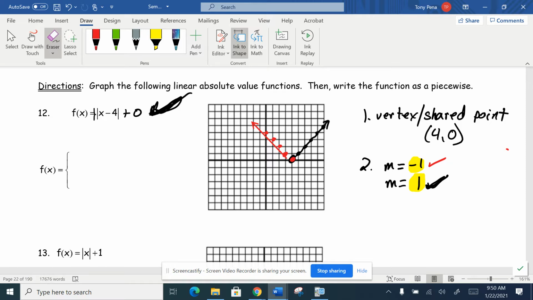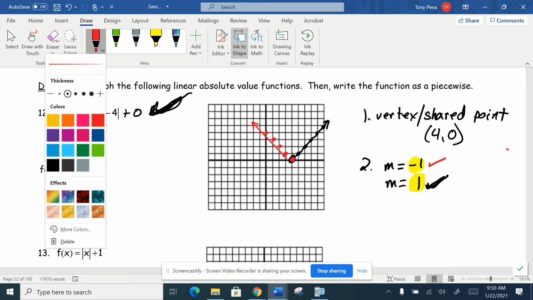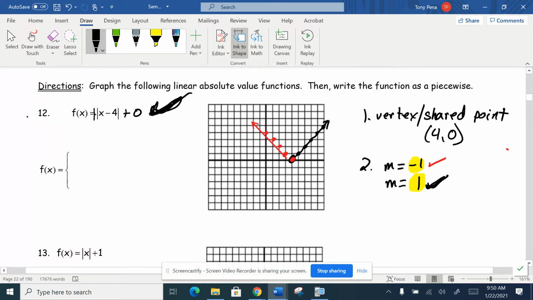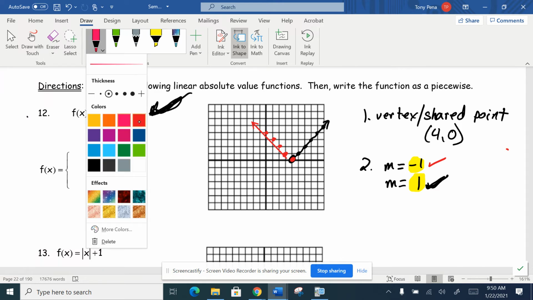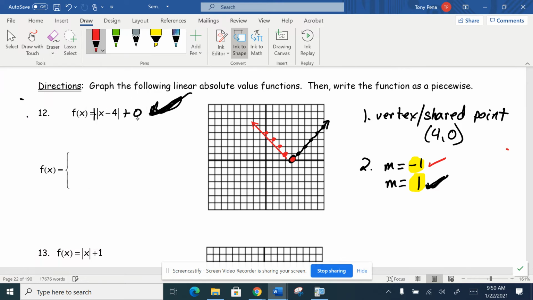Okay? And then that's our graph. That should also now allow us to write this piecewise function pretty quickly. Because if I want the, actually let me do this in red. If I want the red line, don't we know the red line has a slope of a -1? And then notice this was x minus 4 and a 0. So that's the same exact thing we do with our piecewise function.